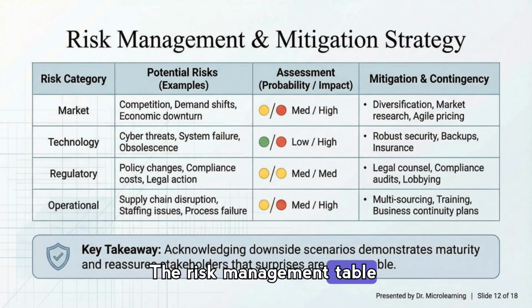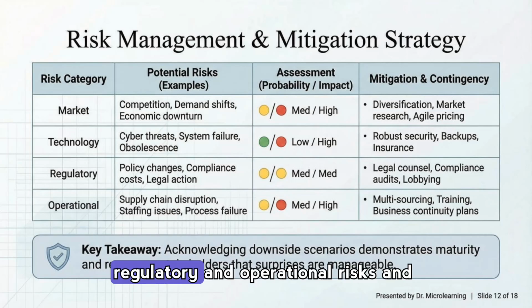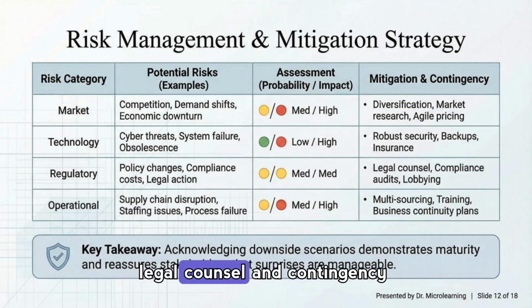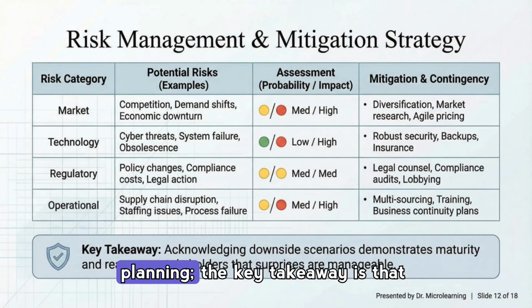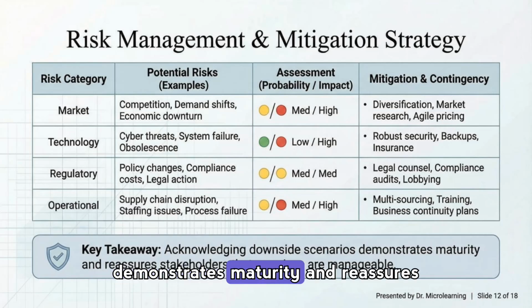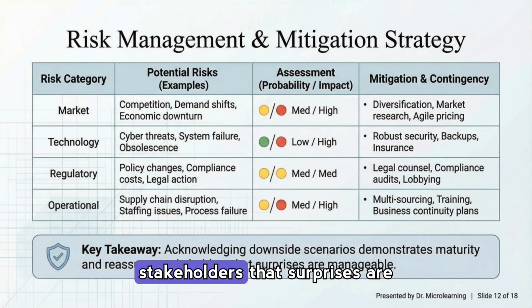The risk management table categorizes market, technology, regulatory, and operational risks and pairs each with probability, impact, and mitigation actions such as diversification, security measures, legal counsel, and contingency planning. The key takeaway is that acknowledging downside scenarios demonstrates maturity and reassures stakeholders that surprises are manageable and planned for.